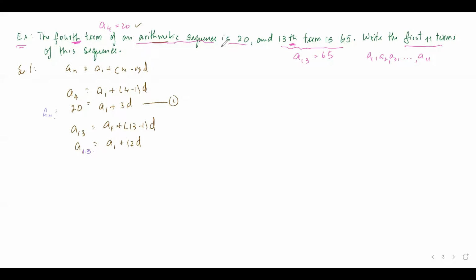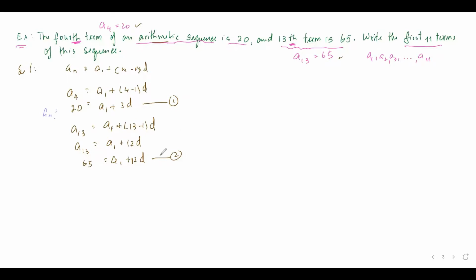Okay, so after simplifying, continue. A13 equals what? 65, the question gives to us. So A1 plus 12D equals 65. Take this one as equation 2. Now you find A1 and D from equations 1 and 2. You can use substitution or elimination. This is like an equation system.